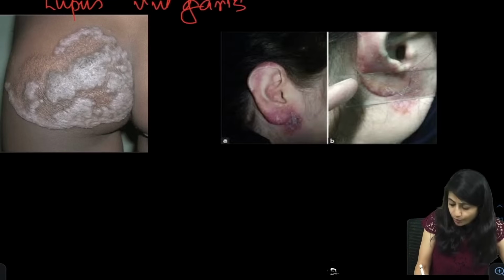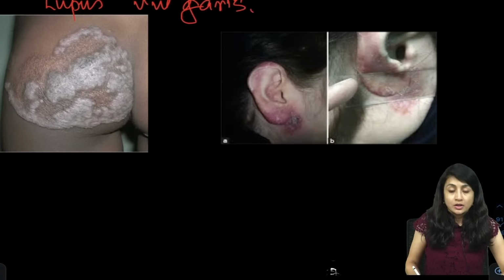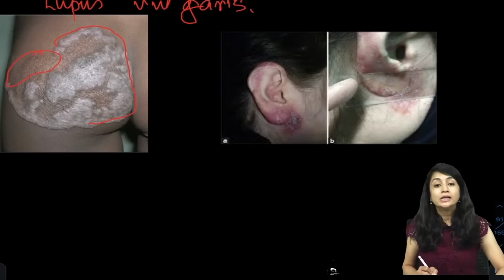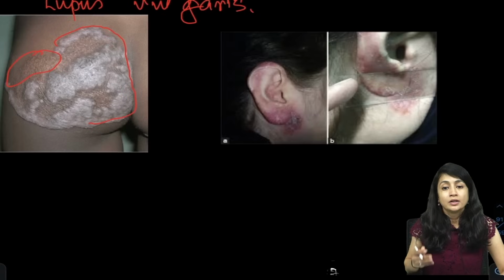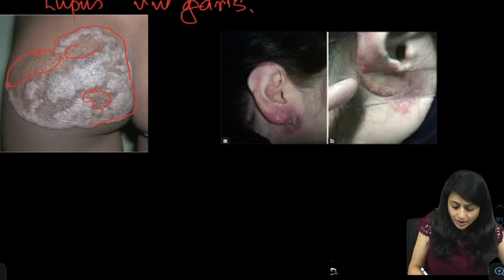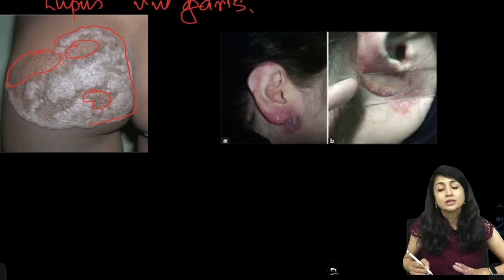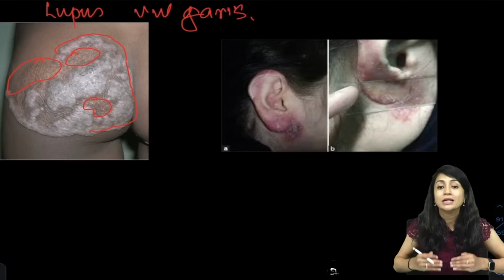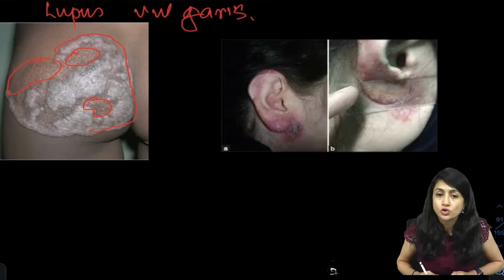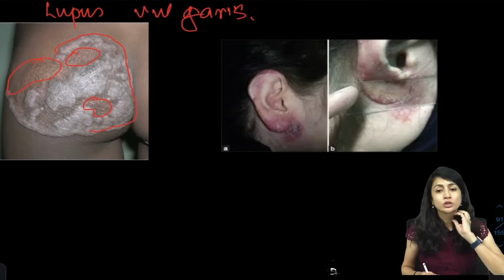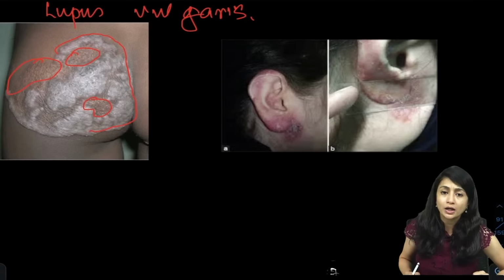Again, what are the important pointers? Here I have a plaque which is extending on one side and healing on the other side. The plaque is extending on one side and healing on other side, and you see areas of atrophy in between. This is classical lupus vulgaris. It is the most common form of cutaneous tuberculosis that you see in adults. In kids, the most common form of tuberculosis is scrofuloderma, where you would be given typically an image of the neck, and there will be lymph nodes from which there would be sinuses which will be coming out.